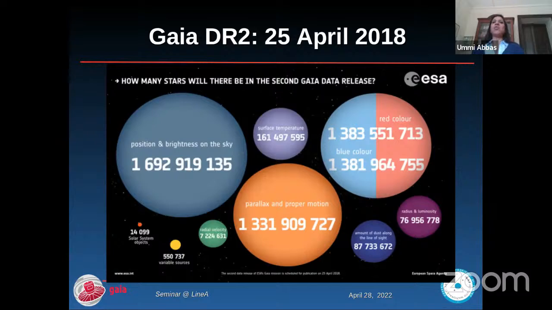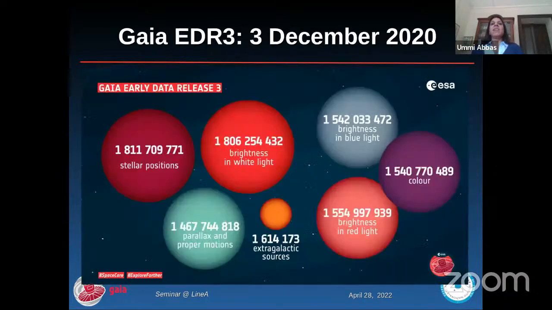So Gaia DR2, which was released in April of 2018, essentially had about 1.7 billion stars. So we had the astrometry, the photometry, and the radial velocity, just shown here, different numbers. And with the last Gaia data release, which was known as the early data release 3 in December 2020, we came up to almost 1.8 billion positions. So parallaxes a little less, and then the two-band photometry, and the numbers are shown here, more or less just to give an idea.